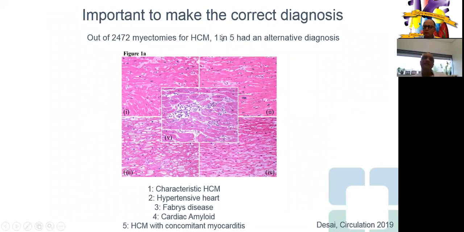Why do I say this? It is important to make the correct diagnosis. This is data that we published last year, almost 2,500 myectomies done at the Cleveland Clinic. This is a world-class center where experienced providers made the diagnosis of HCM on clinical imaging, and we sent these patients for a myectomy. 1 in 5 had an alternative diagnosis that would include hypertensive heart disease, Fabry's disease, amyloidosis, and we even saw a ton of concomitant myocarditis in these patients.